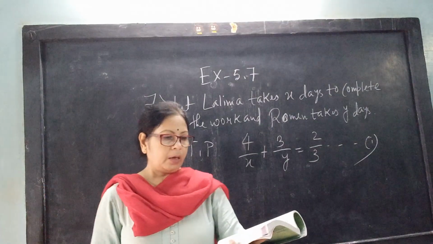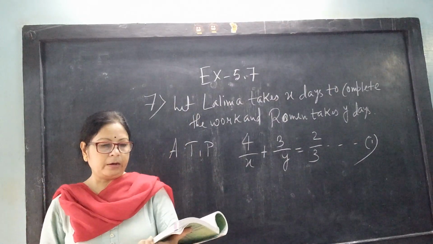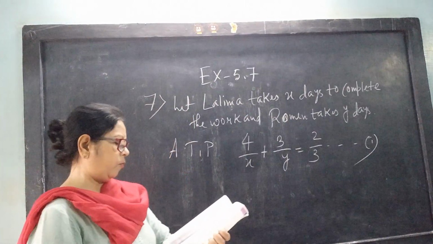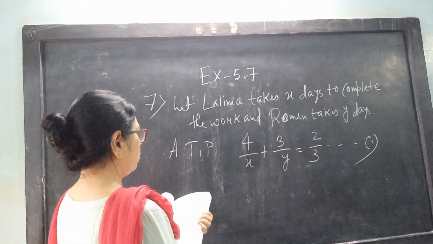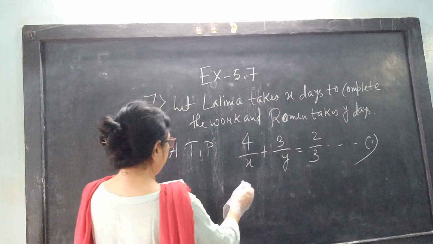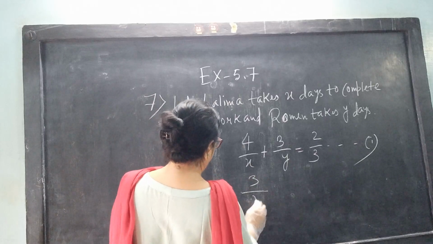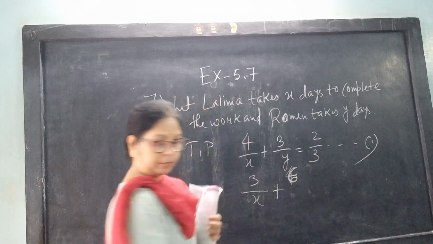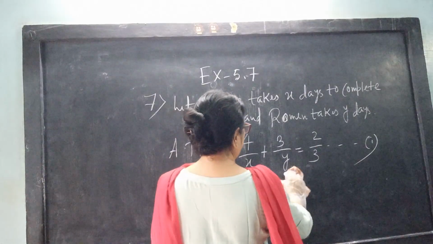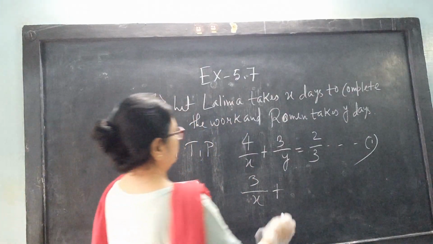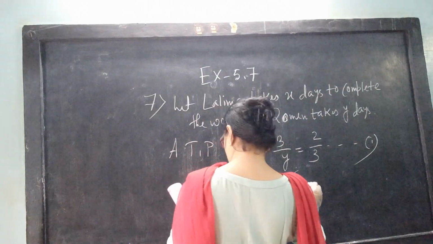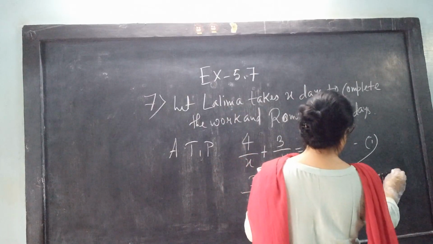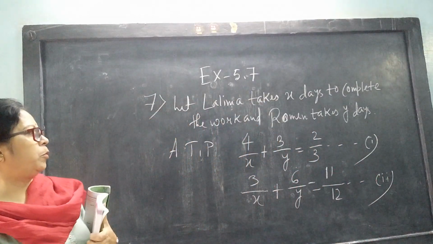Second equation: if Lalima works for 3 days and Ramin for 6 days together, then they will complete 11/12 part of the work. So again, 3 by X plus 6 by Y equals 11 by 12. This is my equation number 2. Now we have to solve.